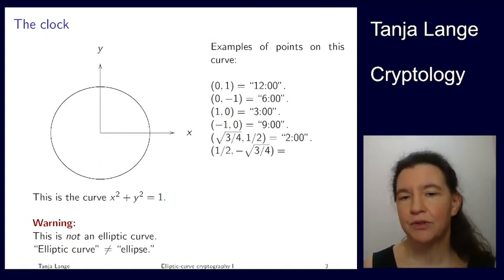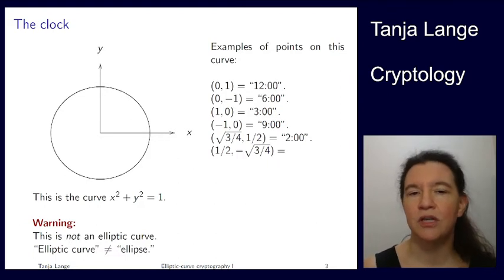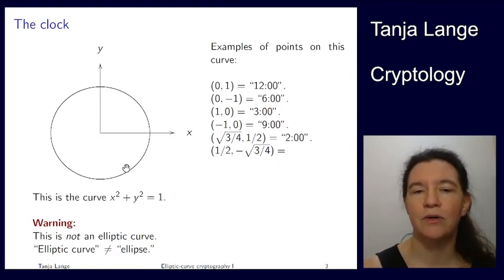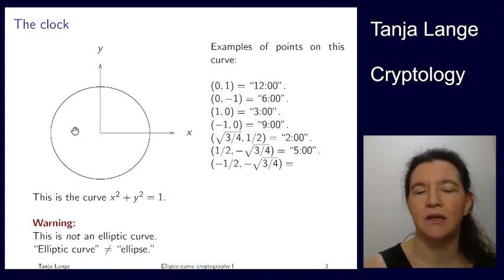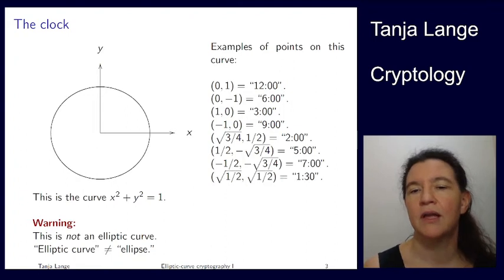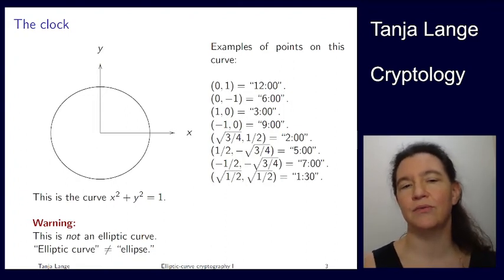There are more such points. There is the x-coordinate being halfway over and then the y-coordinate down. Okay, that's 5 o'clock. There is the x-coordinate at minus 1/2 and then, okay, well, we're just flipping the x-coordinate, flipping the sign. So if this was 5 o'clock, then this must be 7 o'clock. And then there's also, say, halfway here, both coordinates being the same, so that's the 1:30 point.